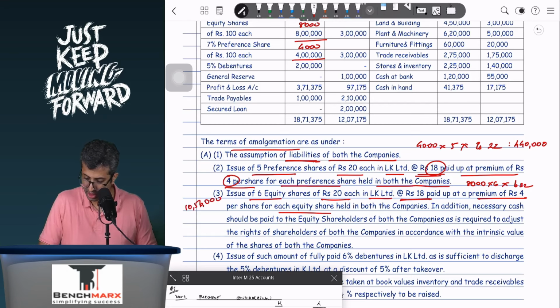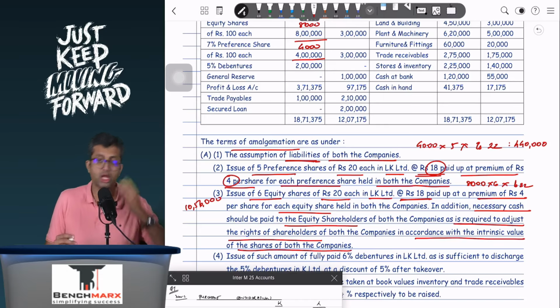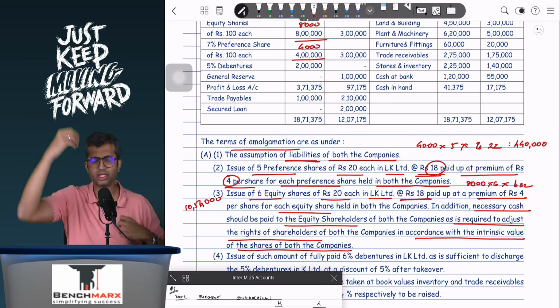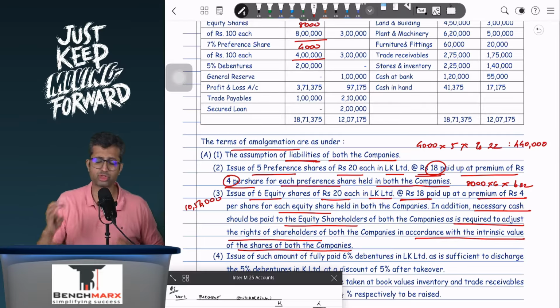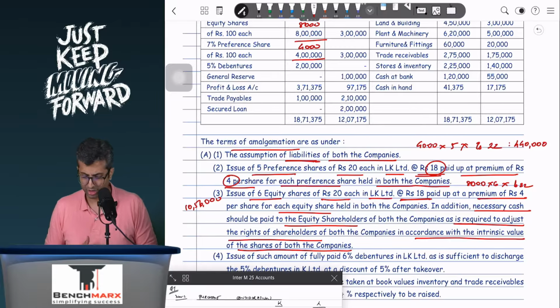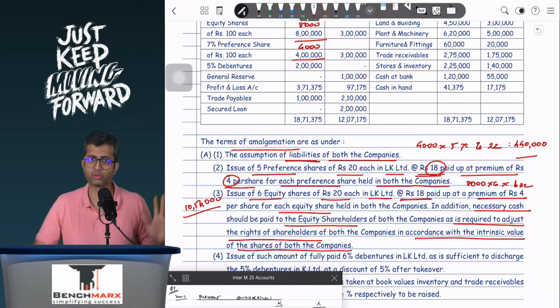56,000. In addition, necessary cash should be paid to the equity shareholders of both the companies as this is required to adjust the rights of the shareholders in accordance with their intrinsic value of both the companies. Now, this is similar to question number 16 of the homework section where they had told you the shares to be issued, the preference shares to be issued, and for the balance pay cash. So how will you find the balance? Well, you will have to find the net assets probably, and after considering 440 as well as 1056, if there is anything else remaining, that will be paid in cash.